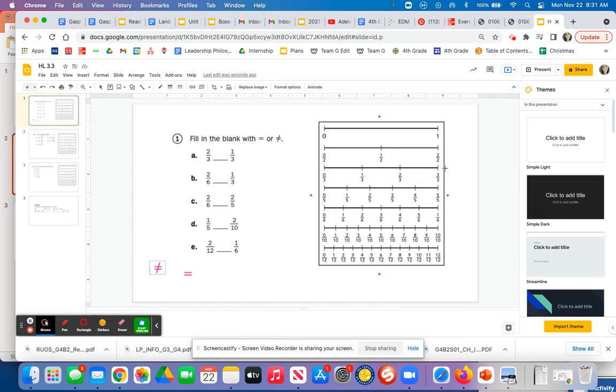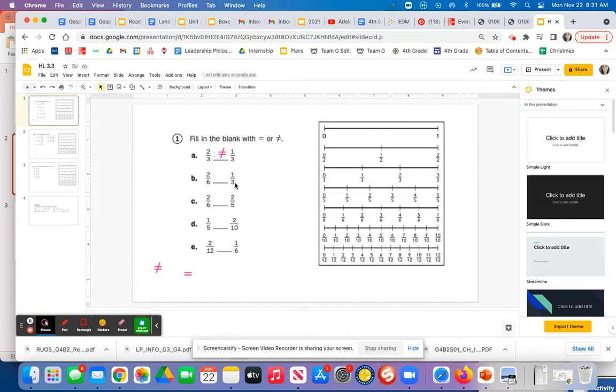Well, those happen to just be on the same number line, and because 1/3 comes before 2/3, that means that they're not equal. So, we would put not equal right there. Okay, 2/3 is bigger than 1/3.